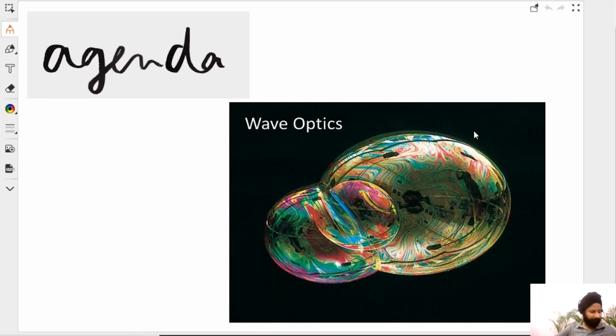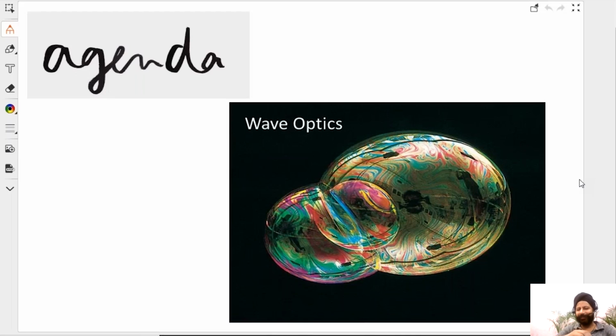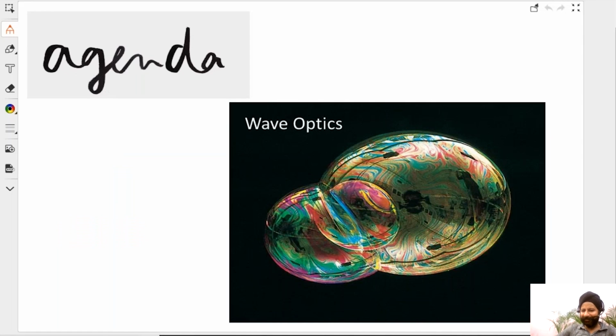Okay. So tell me, what is light? I'm just trying to understand how much students know about what light is. The answer is, it has dual nature, right? We have covered this in the previous chapter itself. Electromagnetic radiations have dual nature, wave nature and particle nature, right? So I was hoping everybody is going to give the right answer there.